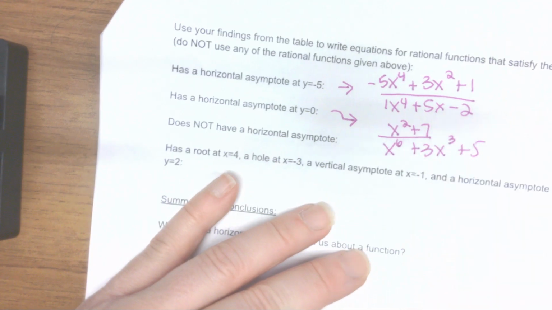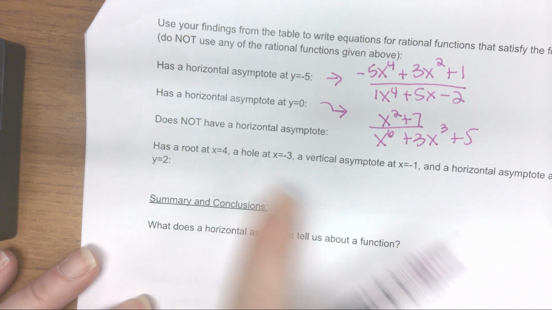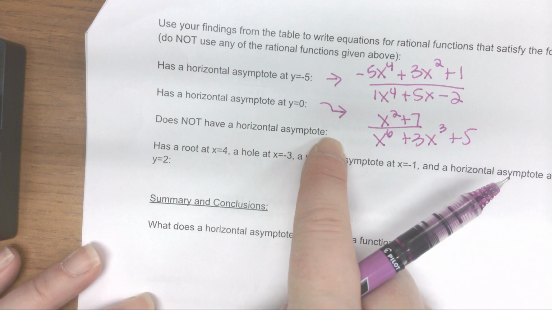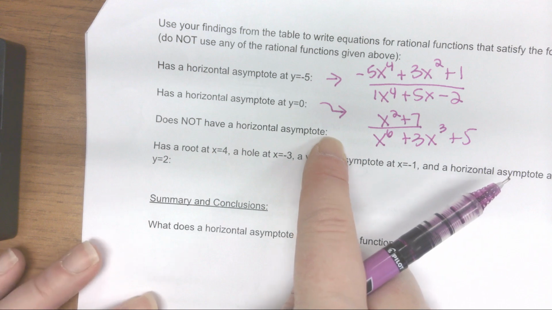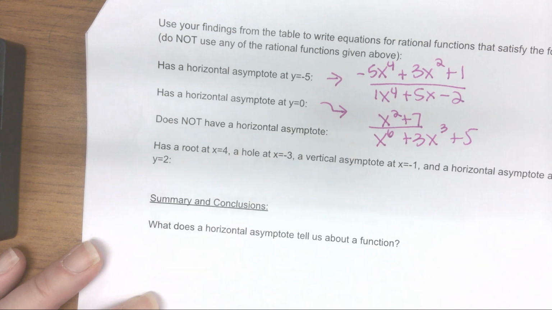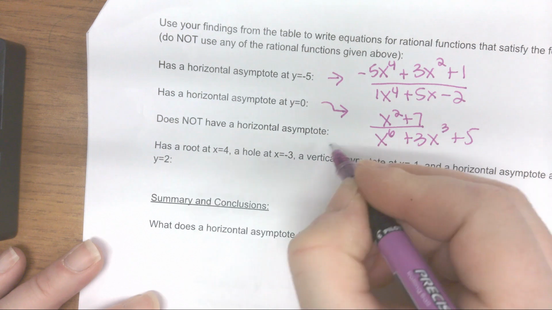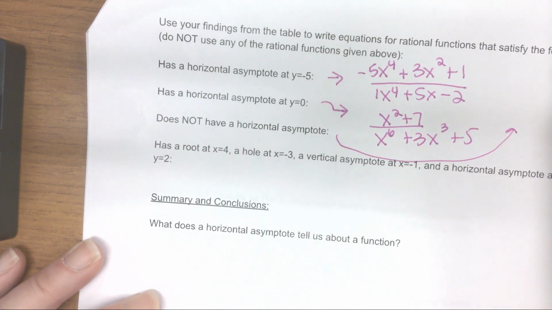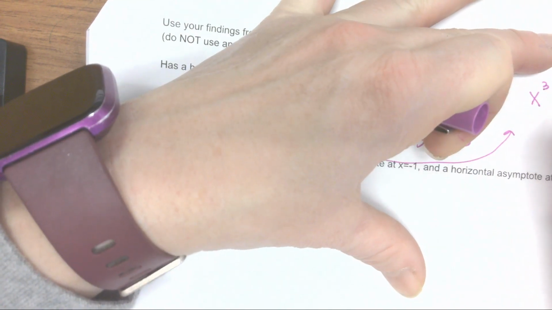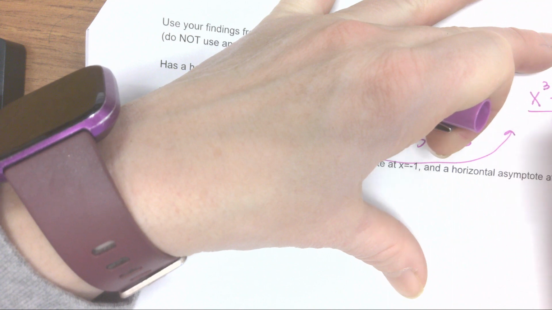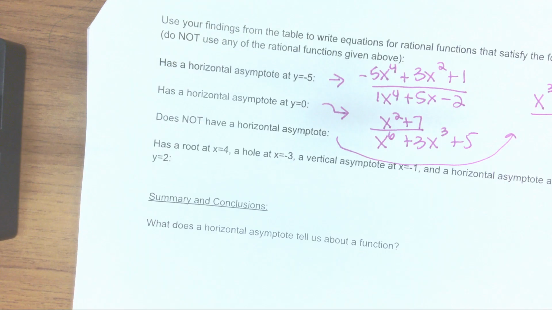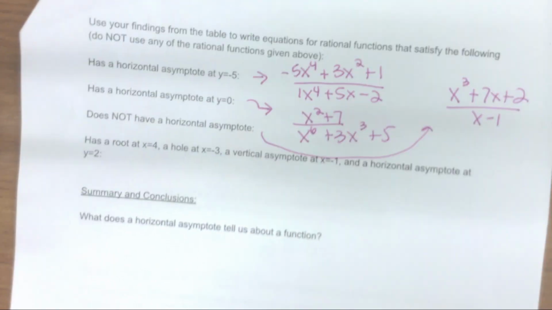Okay, there's not enough room here. How about something that doesn't have a horizontal asymptote? What would we need to do? The degree's got to be bigger on top. So make something up that has a degree bigger on the top. I'll put it over here. Maybe it's something like x to the third plus 7x plus 2, but on the bottom I have x minus 1. That would be something that has no horizontal asymptote.